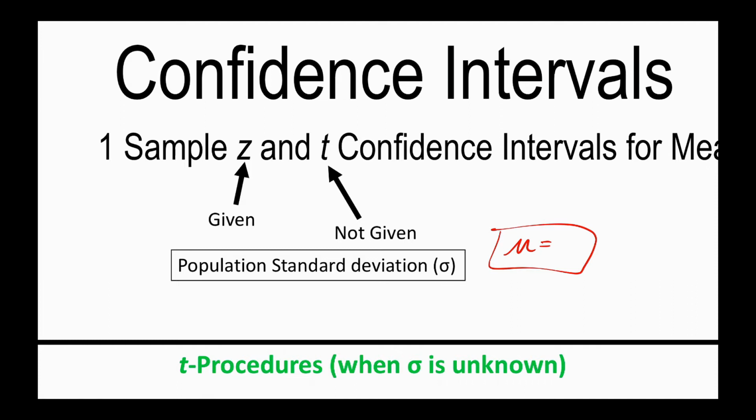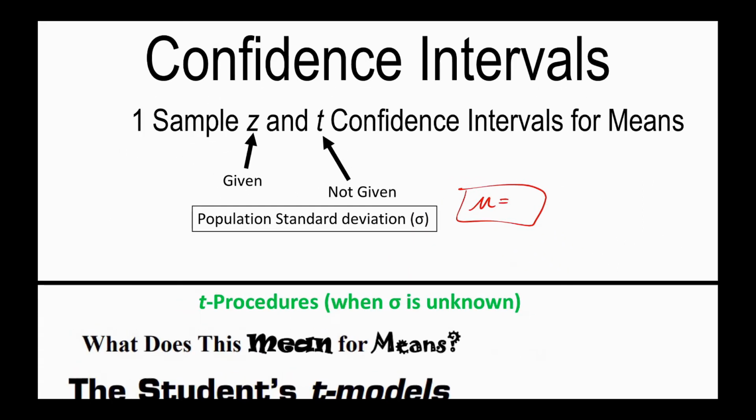Because if we have Z, then we know this and we also know this. So why am I predicting something that I already know? If I don't know this, then I don't know this either. That's why I'm predicting, because I don't know. Okay, so what is T?